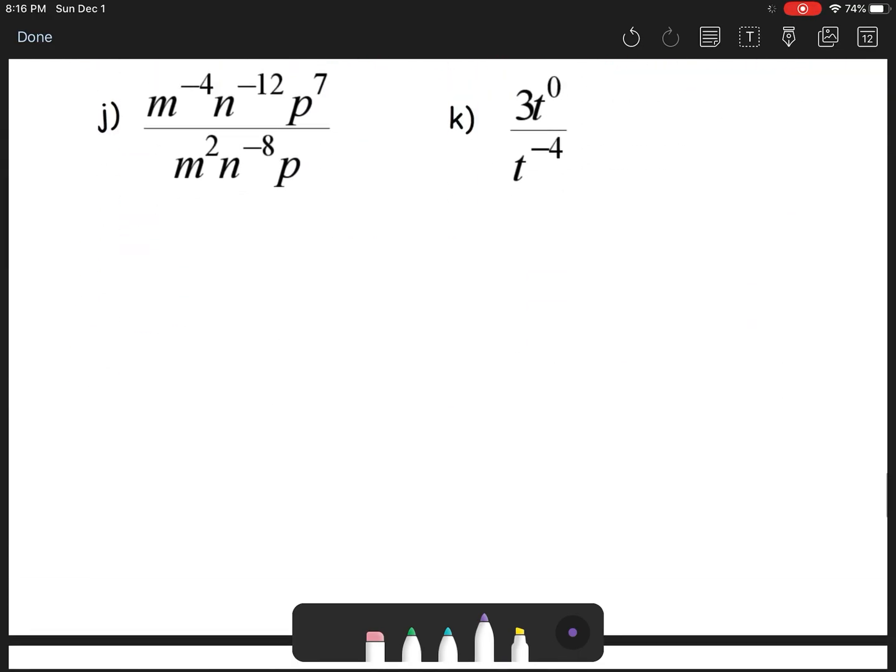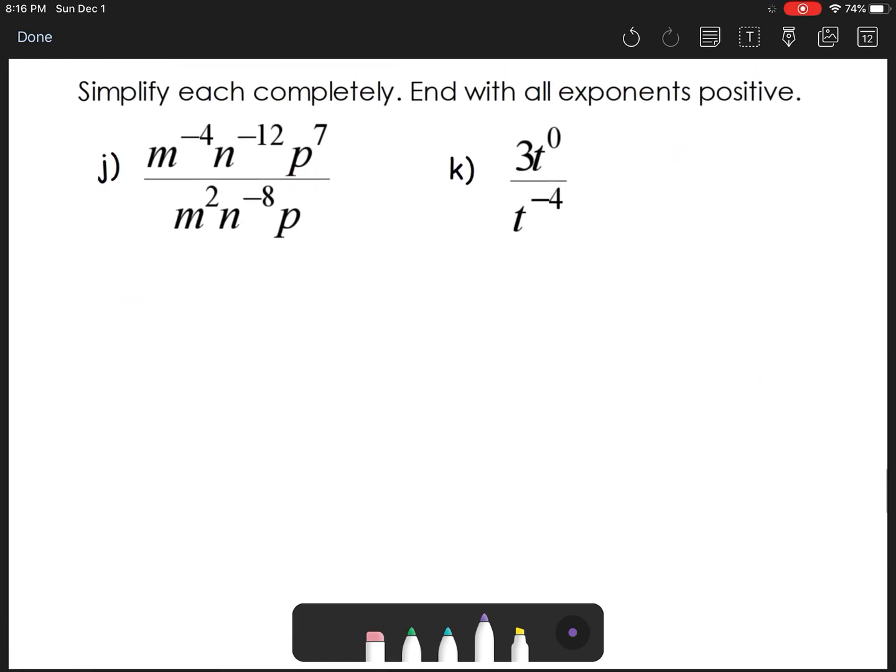Okay. Then we just have a couple more we're looking at. So J, we have a lot of stuff going on. We have like terms in our numerator and our denominator. So again, there are a lot of different ways to solve this. You just have to decide what way you want to use.